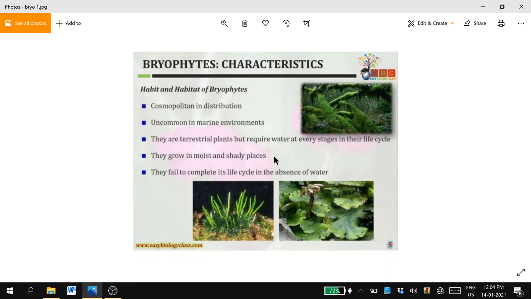And when we talk about the life cycle of bryophytic plants, the life cycle of these plants cannot be completed in the absence of water. It means water is very essential in their life cycle, as we discussed earlier.